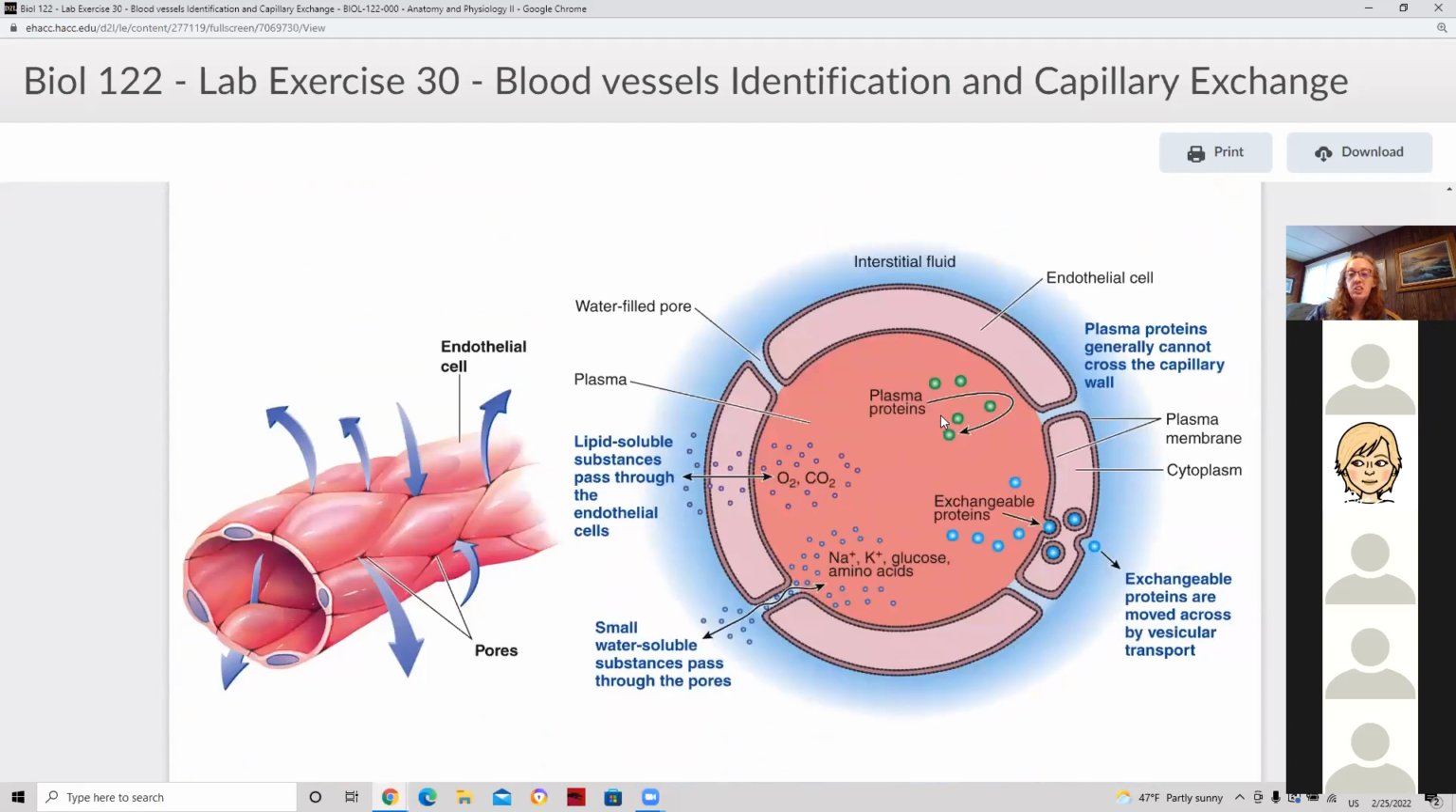Looking at the capillaries, endothelial cells, it's a cross section here. Looking at what can move through the capillaries and what can't: plasma proteins are stuck within the blood. Oxygen, carbon dioxide, and other lipid-soluble molecules can pass through the endothelial cells. Small water-soluble molecules like sodium, potassium, glucose, and amino acids can pass through the pores of the endothelial cells.